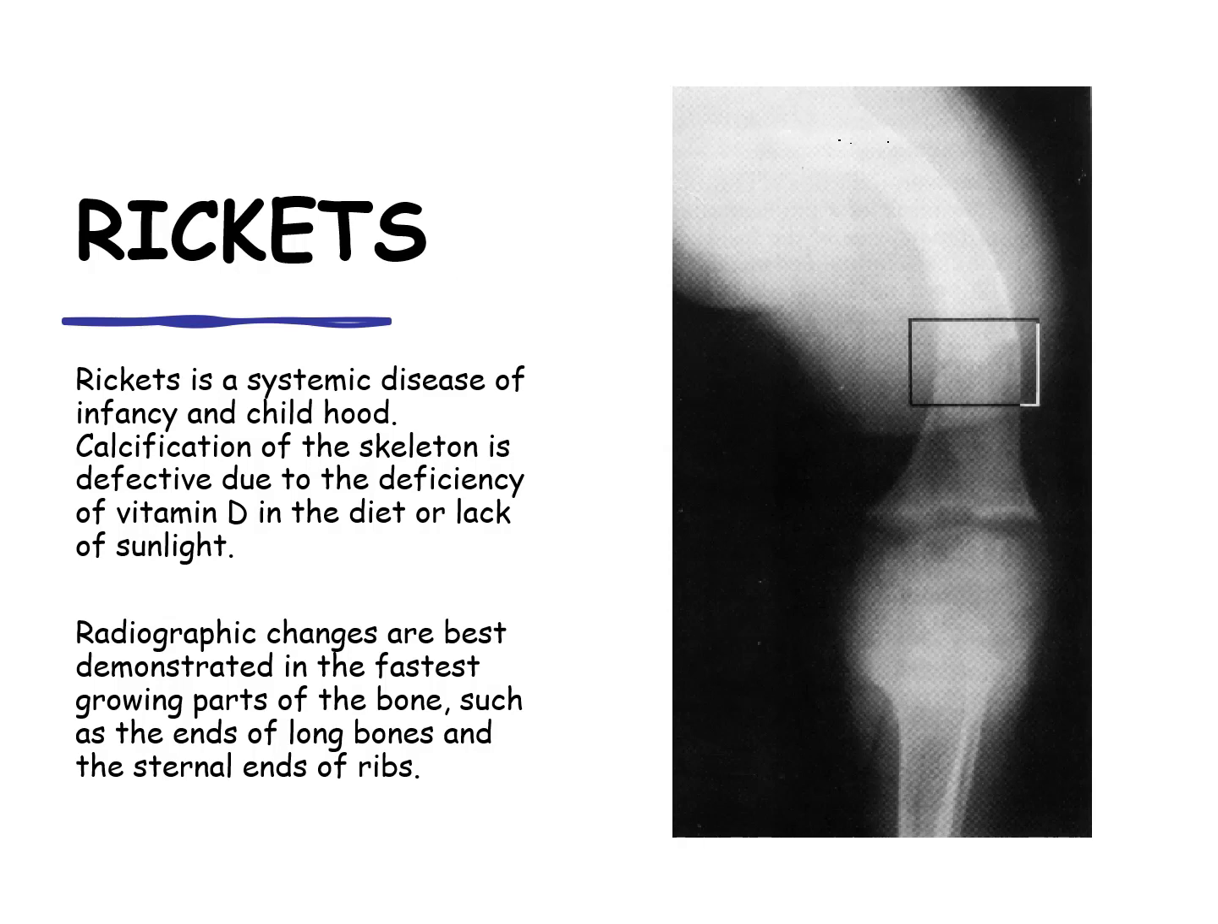Now with rickets, rickets is a systemic disease of infancy and childhood. Calcification of the skeleton is defective due to the deficiency of vitamin D in the diet or the lack of sunlight. Radiographic changes are best demonstrated in the fastest growing parts of the bone, such as the ends of the long bone and the sternal ends of the ribs.